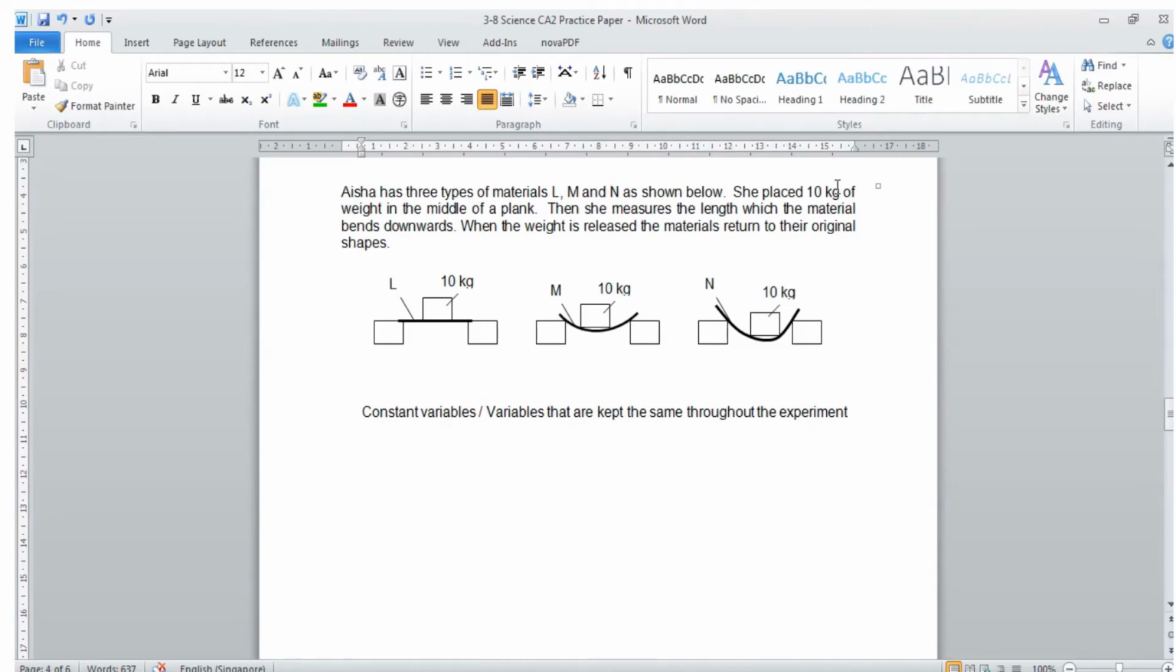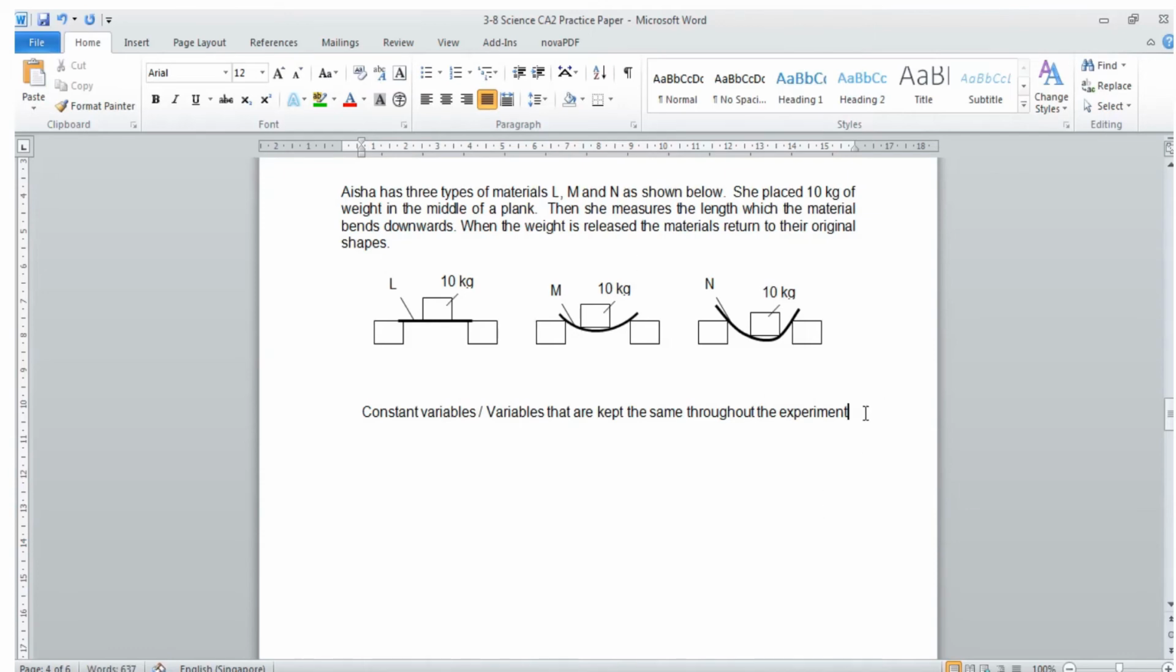Now, she placed a 10 kg weight in the middle of the plank. Then she measures the length in which the material bends downwards. So basically just to see how much this material bends. Okay. Now when the weight is released, the material returns to the original shape. That means release means when the weights are taken out, then it will go back to the original shape.